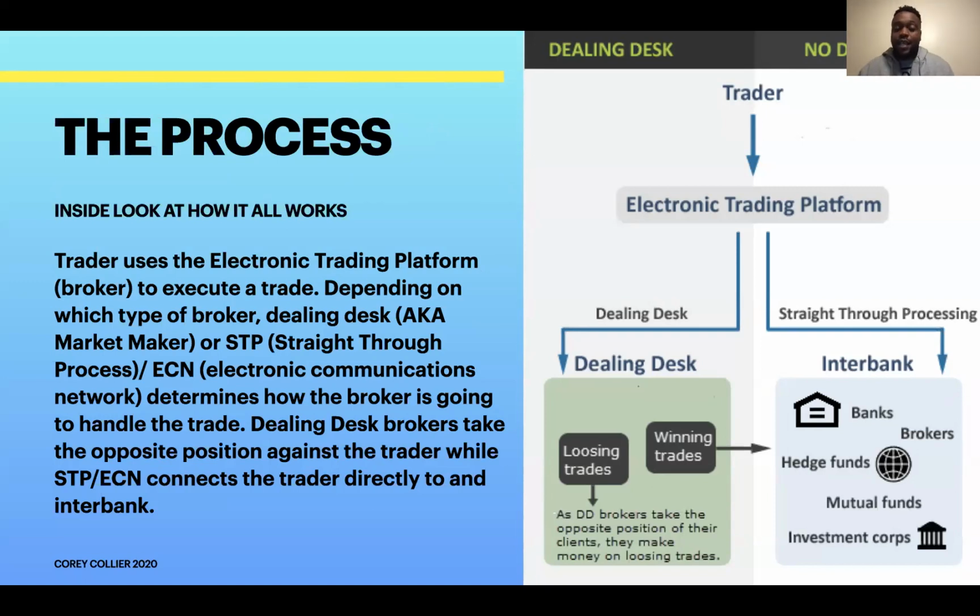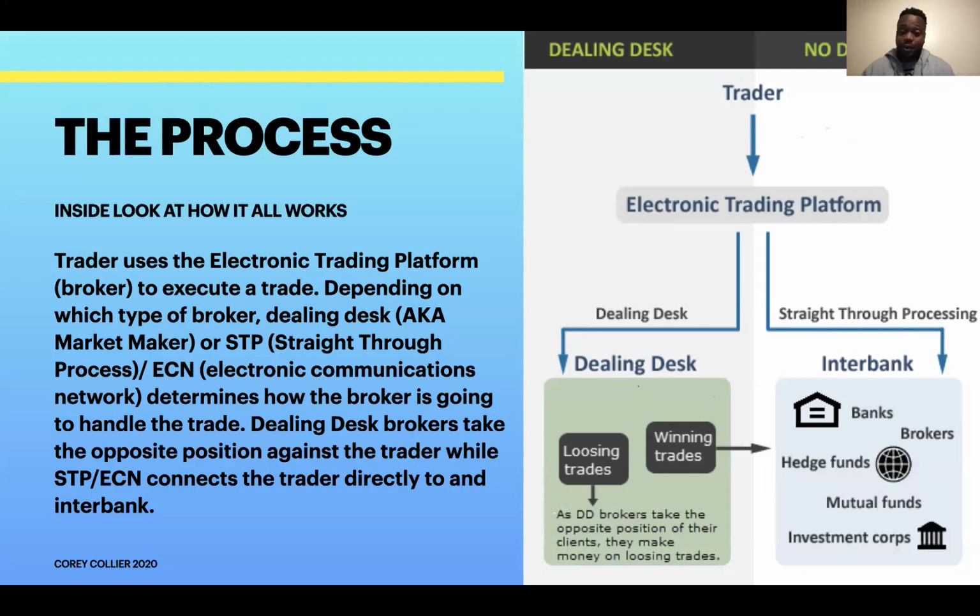Now, depending on what type of broker you're using, guys, this is big. You're either going to choose between a dealing desk broker or an STP, a straight through process, or an electronic communications network type of broker. And the difference between those two determines how your trade basically interacts with the other party.